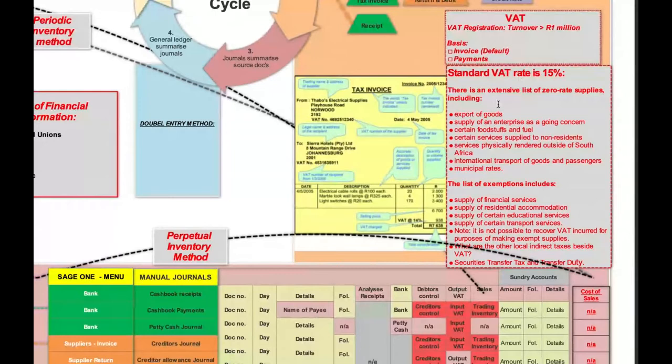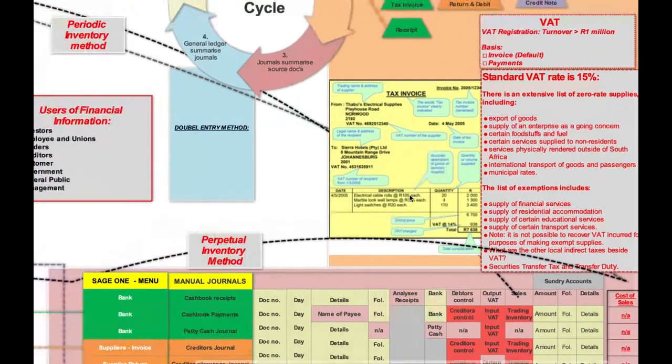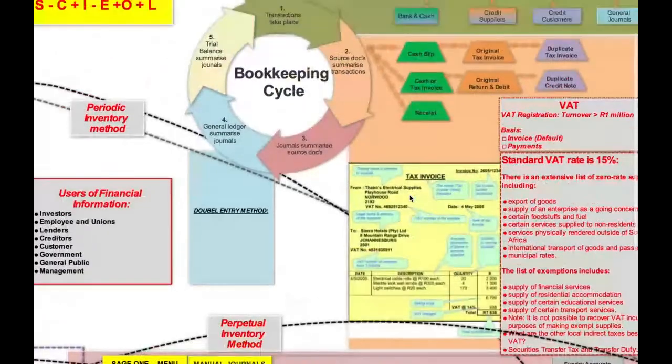Then you have your standard VAT rate, which we know is 15%. And then she goes on to give examples of zero rated supply and examples of exempt supply. Right. So that is your source documents.